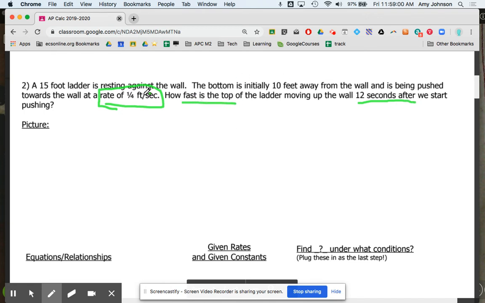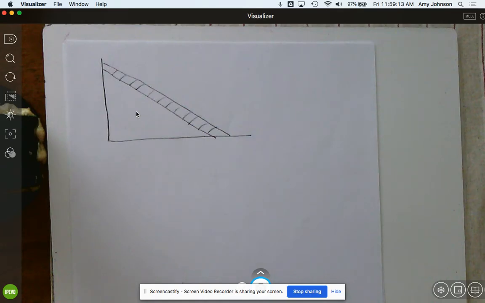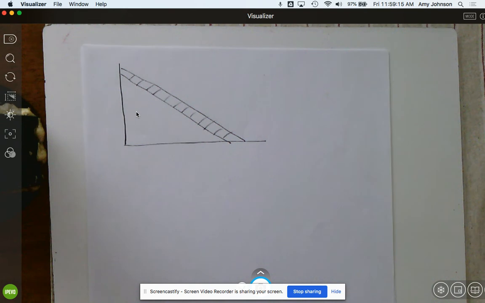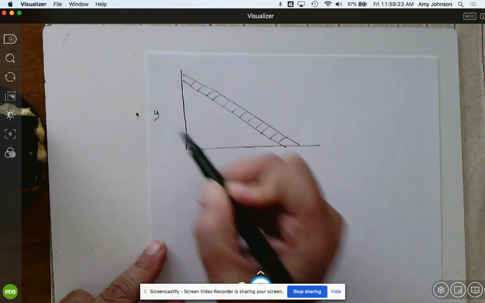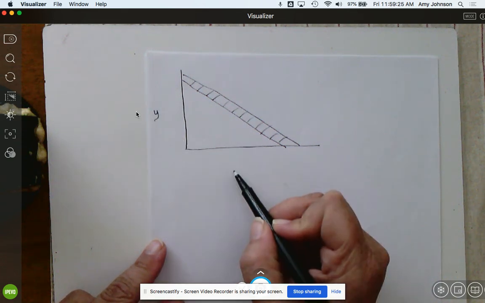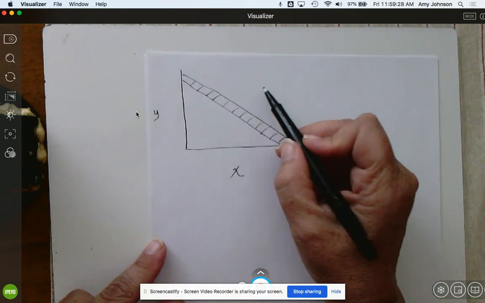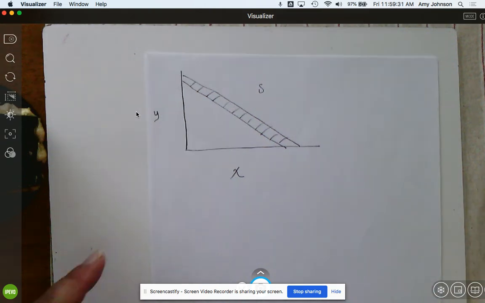So when we draw the picture, we usually want to draw the things that are the same no matter what part of the problem we're in. So I'm going to draw a ladder against a wall, and we almost always use X and Y when we're in a Pythagorean place. So this would be X down here. And then the ladder, we'll call the ladder S. We use X, Y, and S a lot for Pythagorean theorem problems.